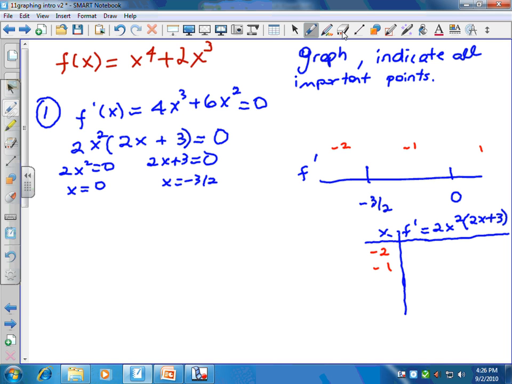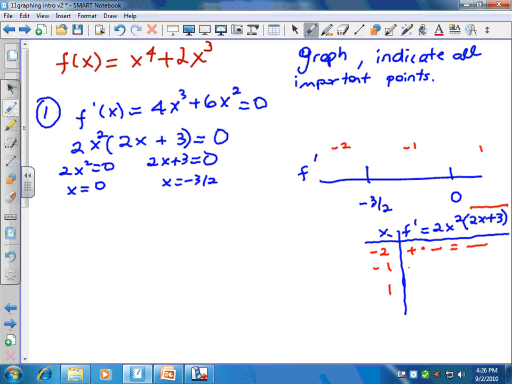And why are we plugging them into f prime? Because remember, if f prime is positive, that will tell us the graph is rising, right? Or if it's negative, that will tell us that the graph is falling. So that's good information to have. Now, we don't even want to know the numerical value. Like -2 squared is always going to be positive, times 2 is positive. And if you plug it in over here, you get 2 times -2 is -4 plus 3, that's -1. The end result is negative.